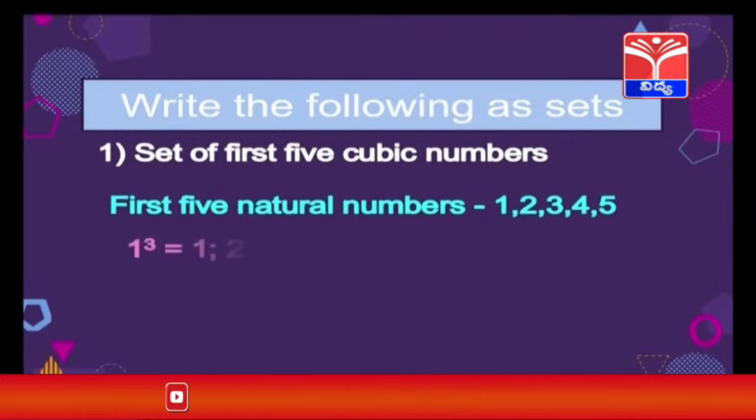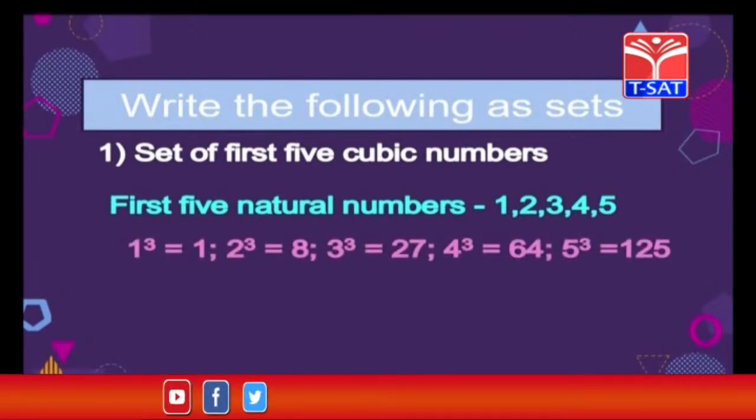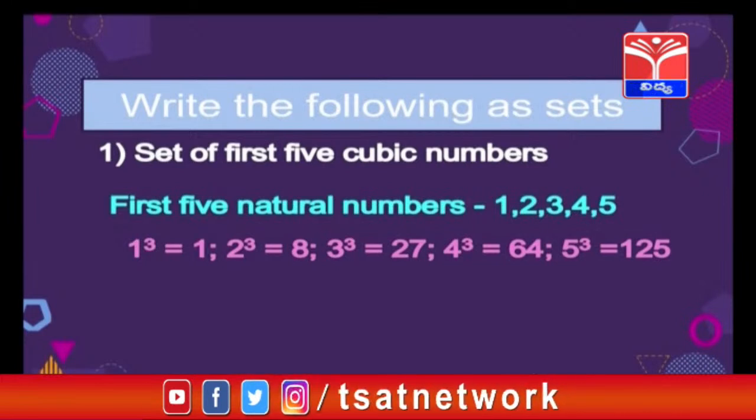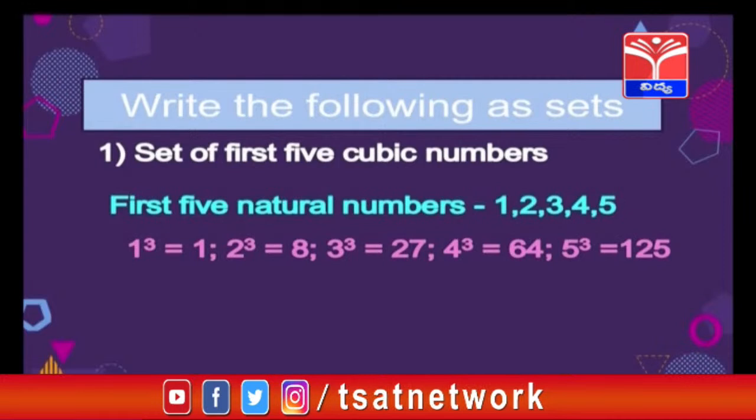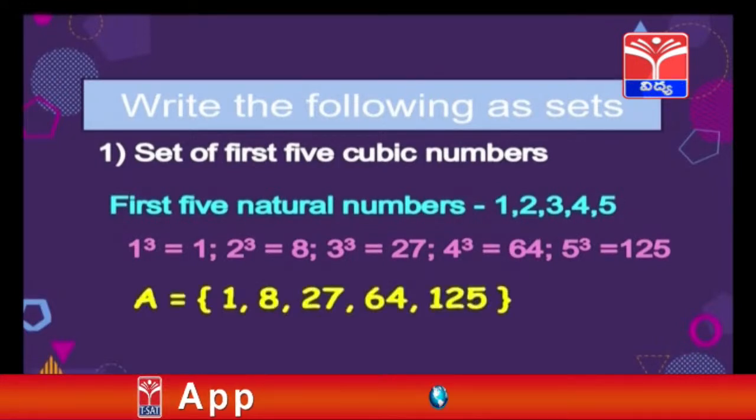So, their cubes would be 1 cube, which is 1 into 1 into 1, and it comes out to be 1. 2 cube, which is 2 into 2 into 2, equal to 8. 3 cube is 3 into 3 into 3, that is 27. 4 cube is 4 into 4 into 4, which comes out to be 64, and 5 cube, which is 5 into 5 into 5, and the answer is 125. Therefore, the elements of the set A are 1, 8, 27, 64 and 125.